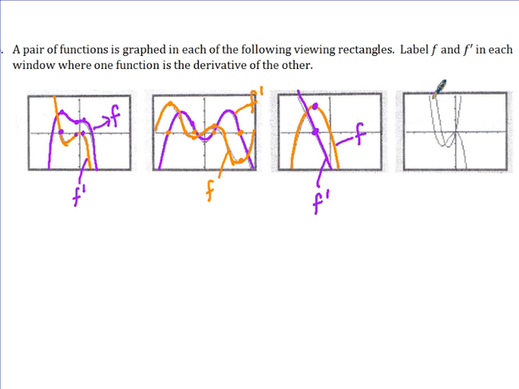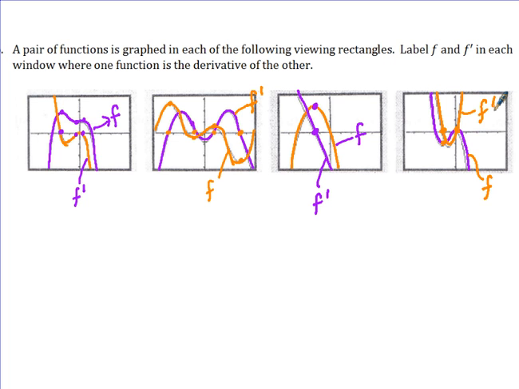In our final graph, we have this function and this function. And again, if I'm checking for maxes and mins and zeros, if I look at the purple graph, I have a minimum here corresponding to a 0 on the orange graph, and I have a maximum right here which corresponds to a 0 on the orange graph. And so the purple graph is my function and the orange graph is my derivative.